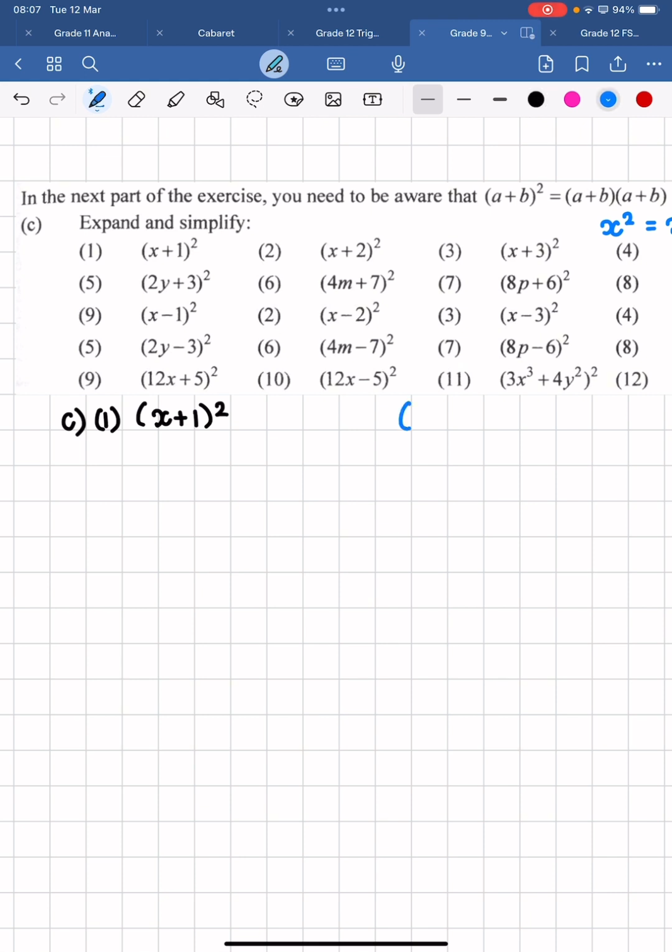But guys, remember, the rule is if you have something like this, right?